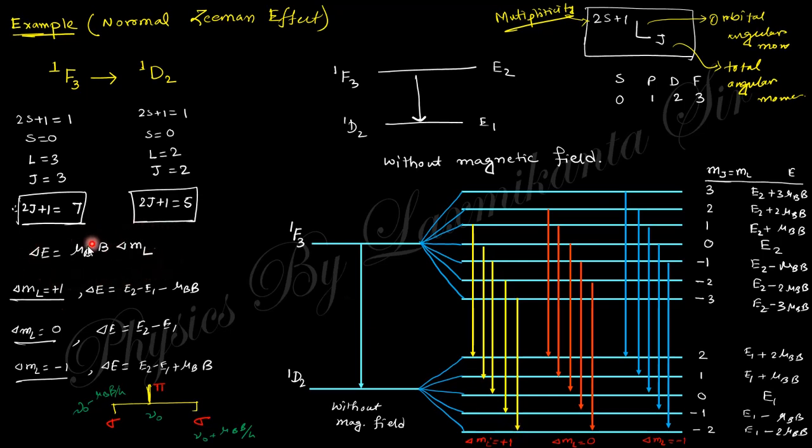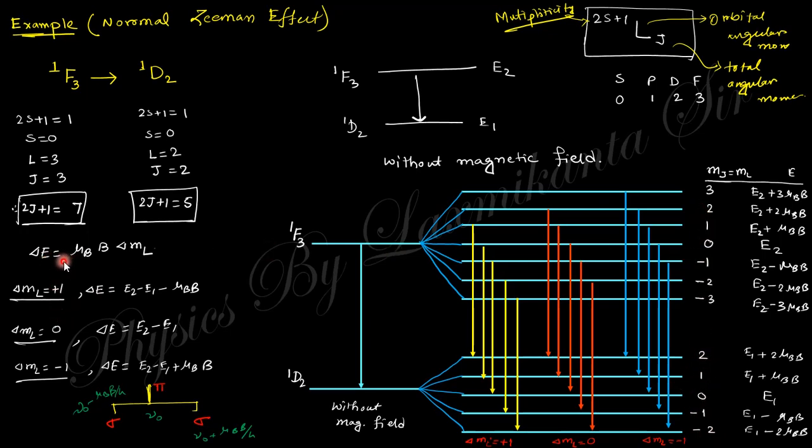Now you know that the energy splitting value is mu B into delta ml. Here, mj has the ml values, and what is the value of ml? That is from minus j to plus j. For 1f3, the value of j is 3, so the values run from minus 3 to plus 3. In case of 1d2, the j value is 2, so mj equals minus 2 to plus 2. So this is 5 and this is 7 levels.